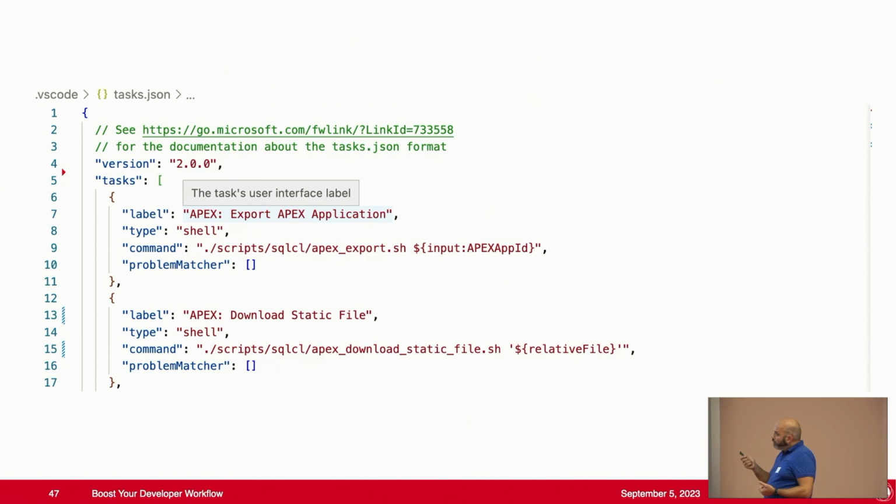This is an example of a task. We have a label, Apex export application, it's a shell type, and then saying I want to export my application, and the input field is the Apex app ID. So that's what I was typing in: I need to export application 100. Over here I have another example for downloading static files, which executes a lot of JavaScript.